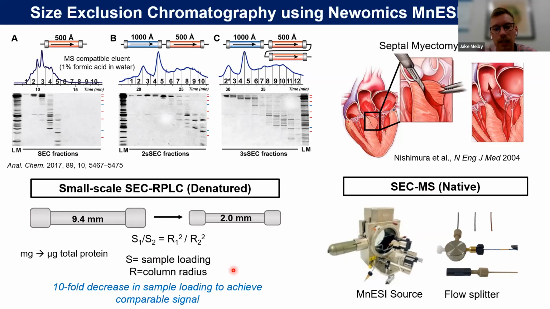This is working with Andy Alpert at PolyLC, where we're taking our SEC columns using a Newomics flow splitter and then directly analyzing these native complexes from these tissues, because a lot of the proteins I've been talking about in this talk are actually found in the complex. So all of these things are in the works.